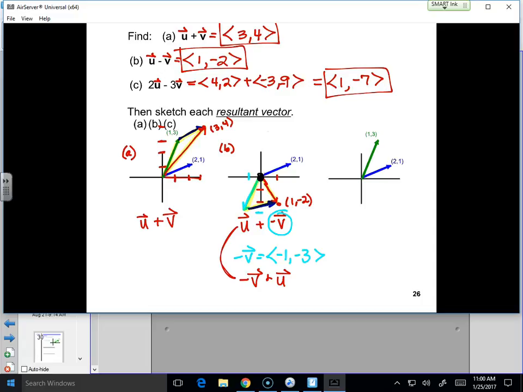Now, the last one gets a little bit weirder, but hopefully not too much. What are we trying to show graphically? What vector problem? 2U minus 3V. Okay, so hold on. I'm going to go ahead and make 2U, let's make him light green, and let's make -3V purple.